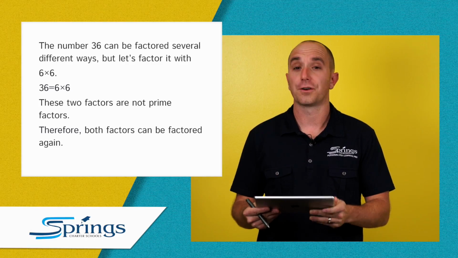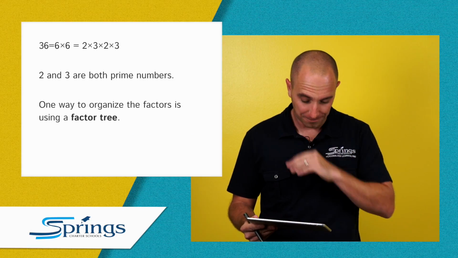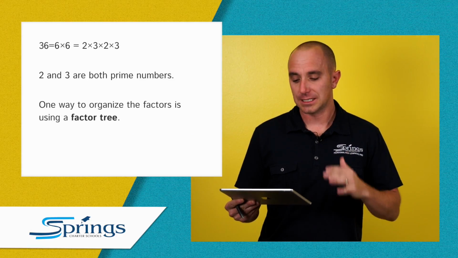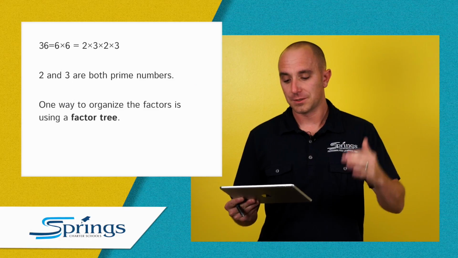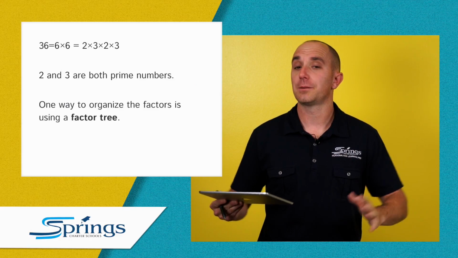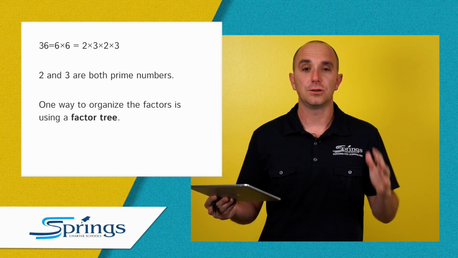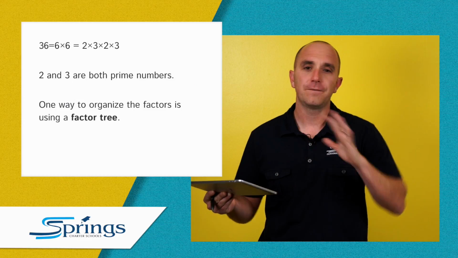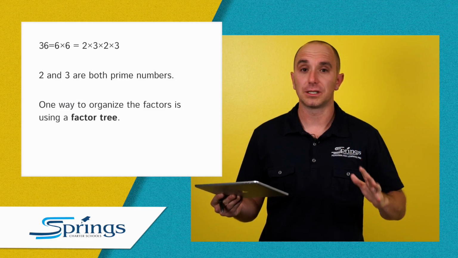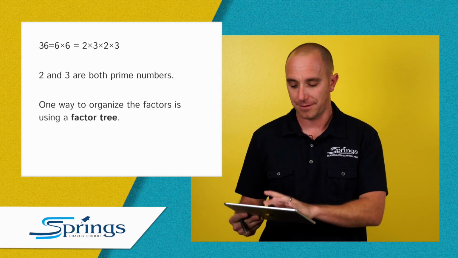These two factors are not prime. Therefore, both factors can be factored again. So 36 is equal to 6 times 6, which is equal to 2 times 3 times 2 times 3. Now, 2 and 3 are both prime numbers, so there's nothing more for me to do. One way to organize the factors is using a factor tree. Factor trees are going to come up a bunch. It's really the best way to do it. It keeps you organized. You know me, I love organization in math.